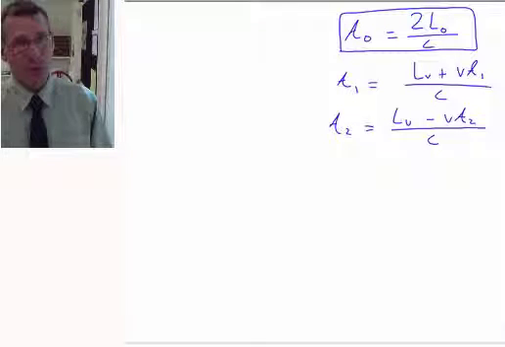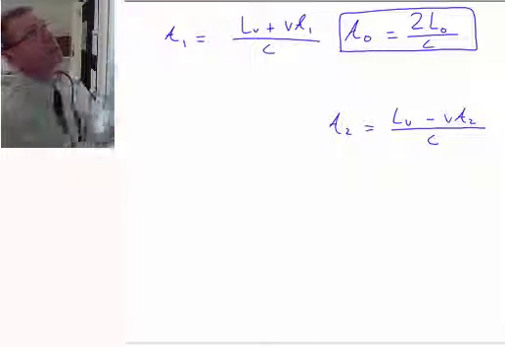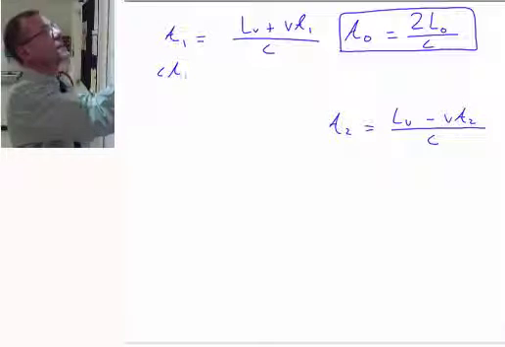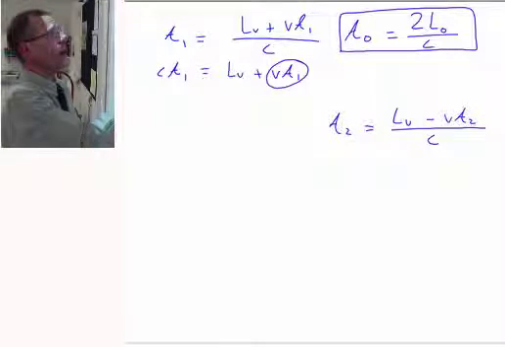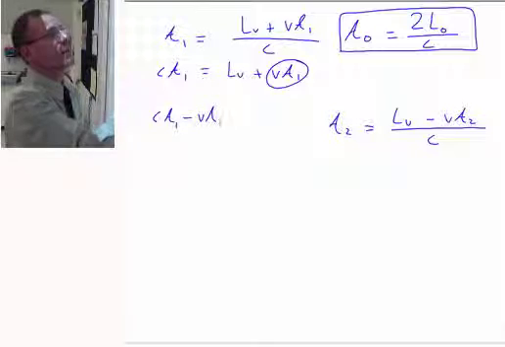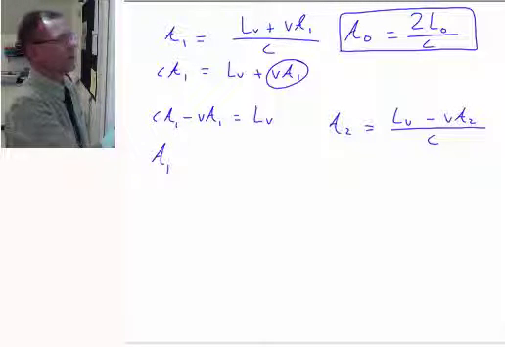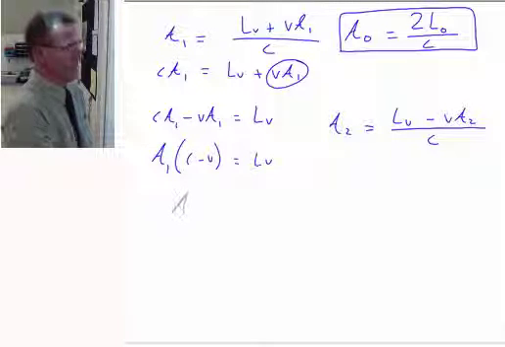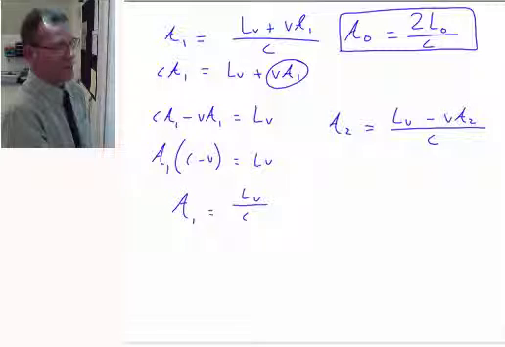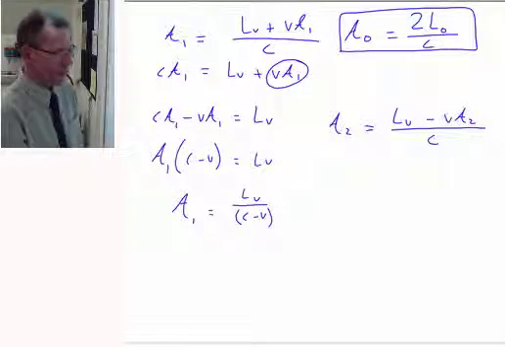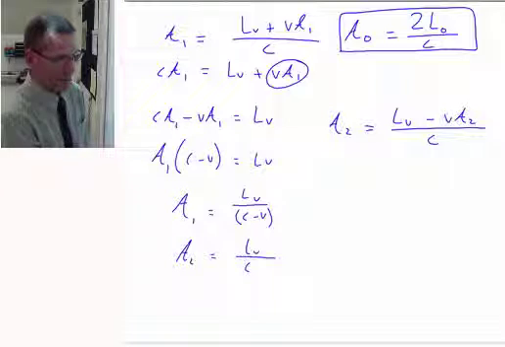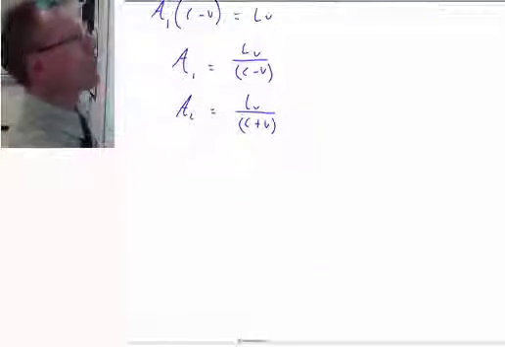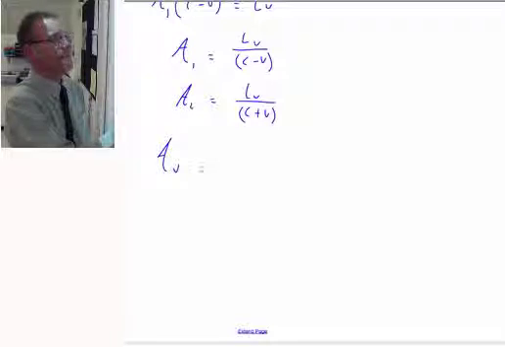Okay, so let's work with these and rearrange them and see where they go. We're going to perform a bit of algebraic murder here. It's tough, it's hard, but we're going to follow through just to show that it works. Let's take this one here. Multiply both sides by C. CT1 is LV plus VT1. We take this term over the other side, which gives us CT1 minus VT1 equals LV. Take out T1 as the common factor: T1 times (C minus V) equals LV. T1 is equal to LV on C minus V. And by a bit of symmetry, we should be able to see that T2 comes out as LV on C plus V.